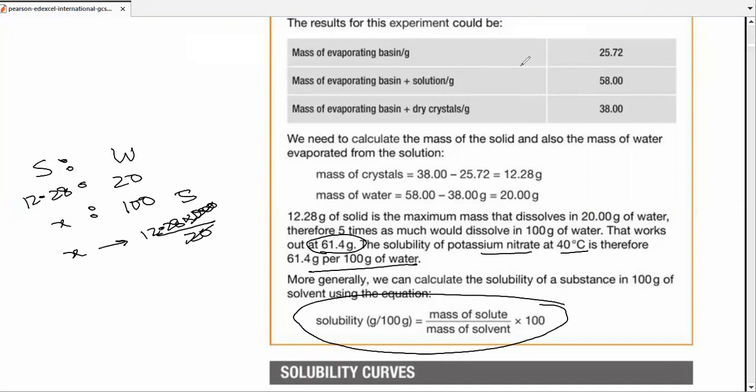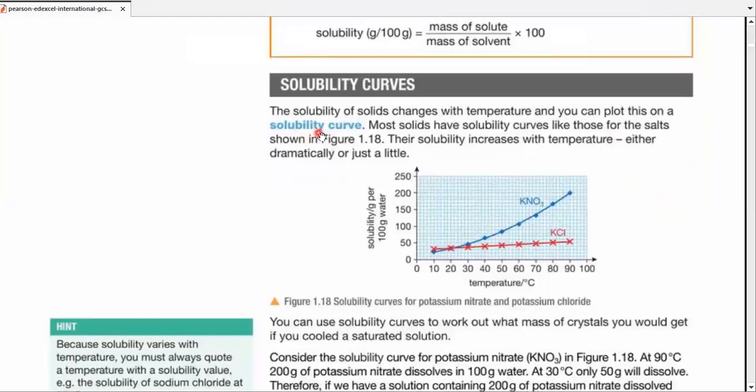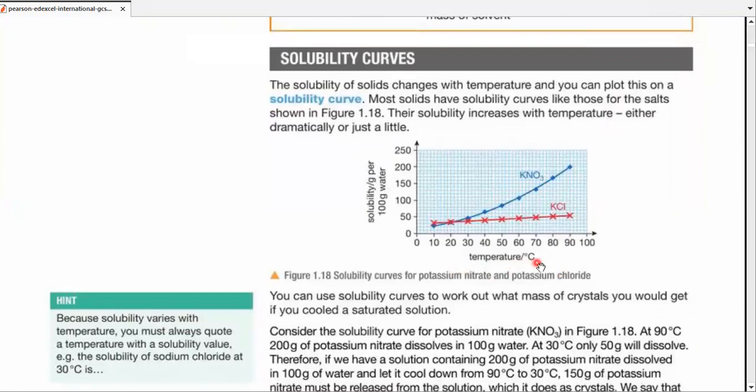Okay, good. Now, what we do is that we tend to convert into graphs, and we call those graphs solubility curves. Let's take a look at a couple of graphs. The solubility curve is the solubility of a solid, and it changes with temperature, which gives you the idea that temperature is a factor that can affect the solubility of solids, and we plot it like this. Take a look, we have temperature on the x-axis, which increases from 0 to 100, and on the y-axis, we have 0 to 250, solubility in grams per 100 grams of water.